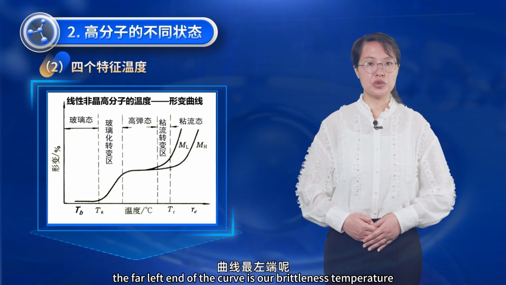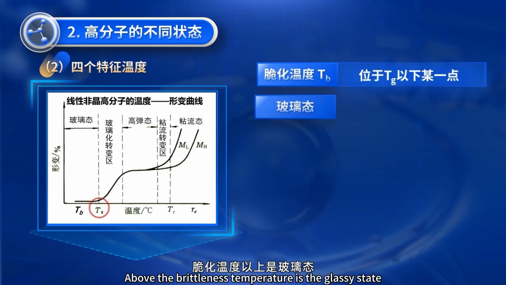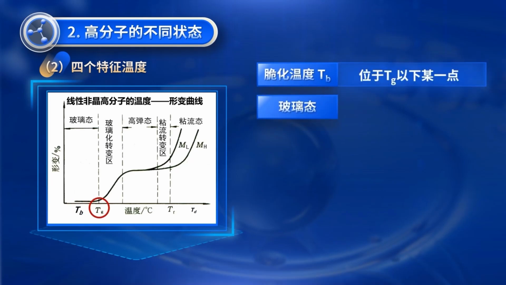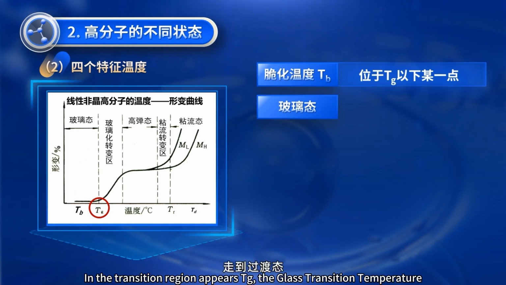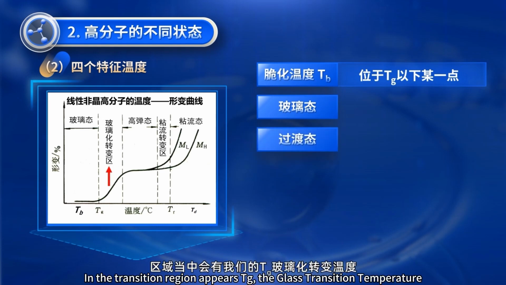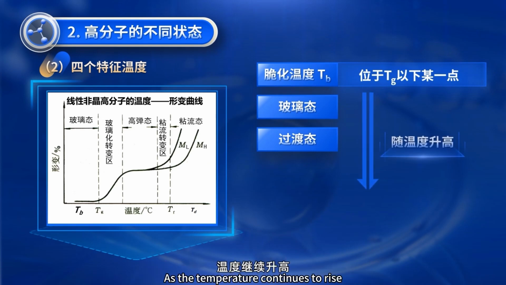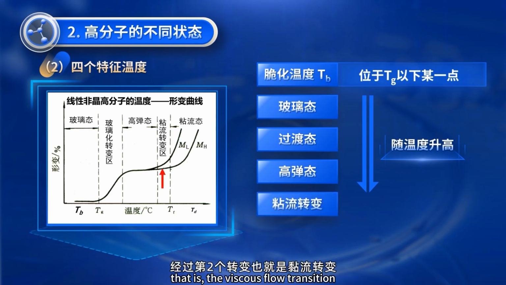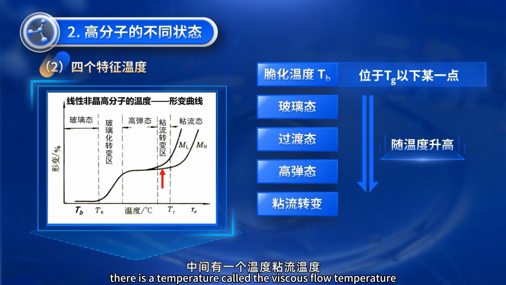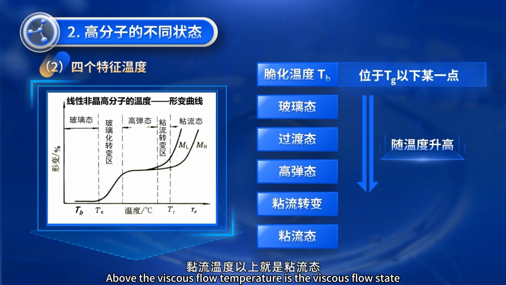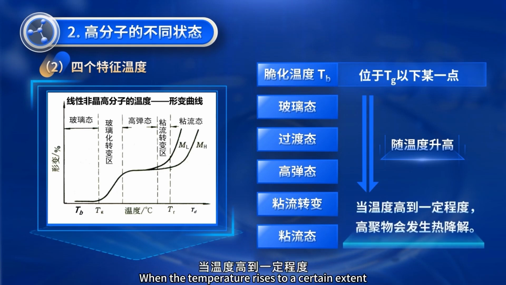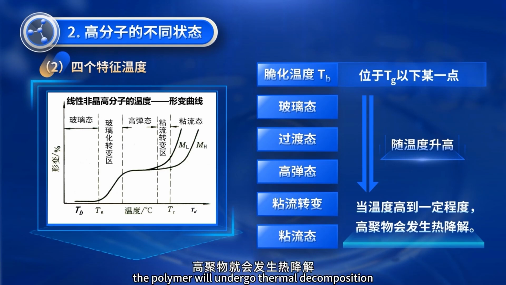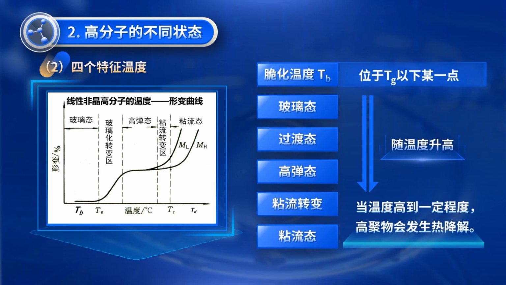The far left end of the curve is our brittleness temperature. Above the brittleness temperature is the glassy state. As the temperature continues to rise, in the transition region appears Tg, the glass transition temperature. As the temperature continues to rise, we reach the rubbery state. The temperature of the rubbery state continues to rise. After the second transition, that is, the viscous flow transition, there is a temperature called the viscous flow temperature. Above the viscous flow temperature is the viscous flow state. When the temperature rises to a certain extent, the polymer will undergo thermal decomposition.